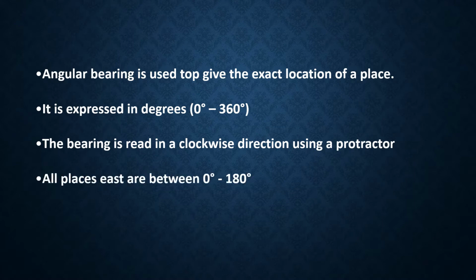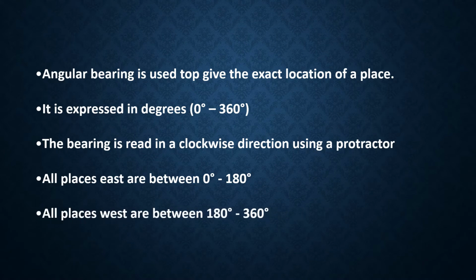Next, all places that are generally east are between the angles 0 and 180 degrees, and I will explain that to you as we go on in the practice. And all places west, generally west, anywhere west of the point of observation, is between 180 degrees and 360 degrees.